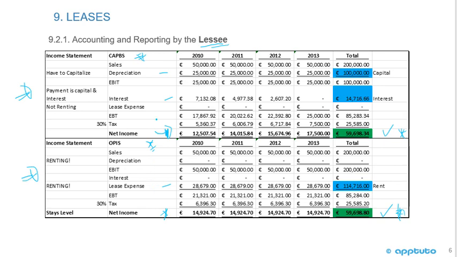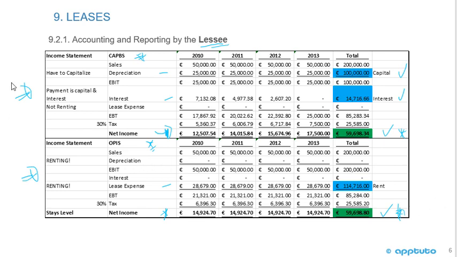So now this is giving a nice comparison, because on the previous slide, we went through the calculations of how we got that interest of 7,132.08, 4,977.38, and 2,607. There's our interest, the 14,716 over the 4 years, okay? We understand that. And there's our depreciation expense as well over the 4 years, the 100,000.